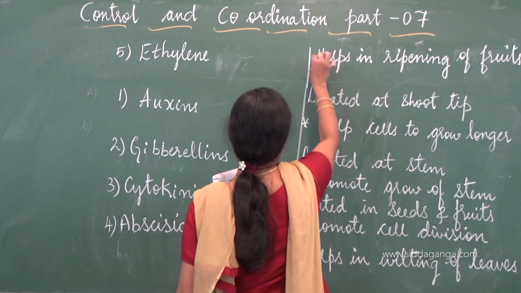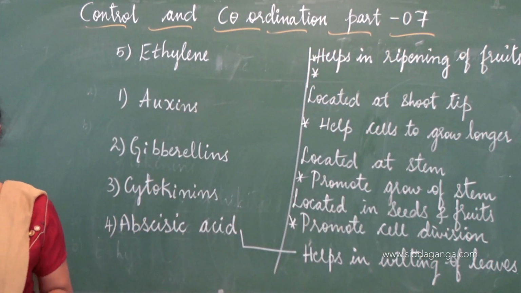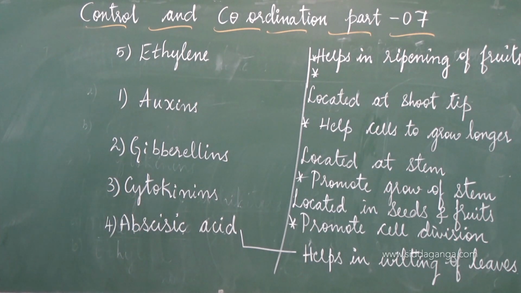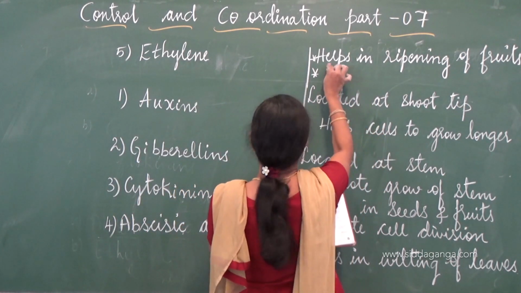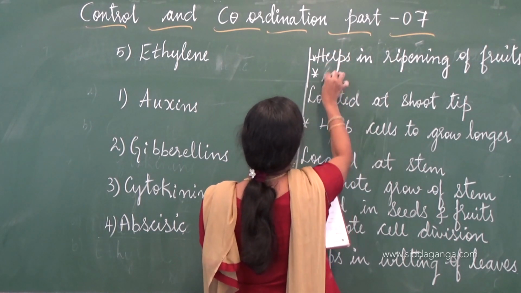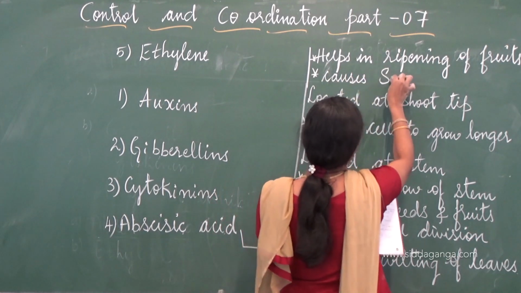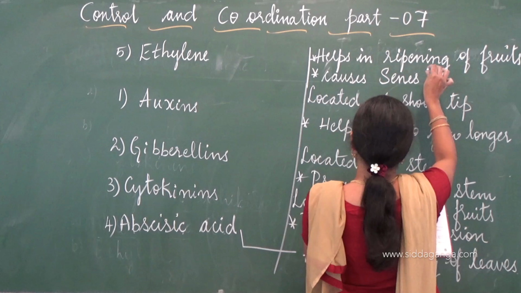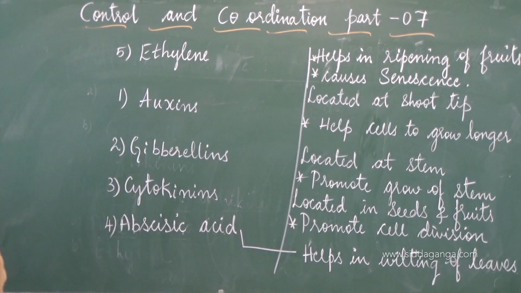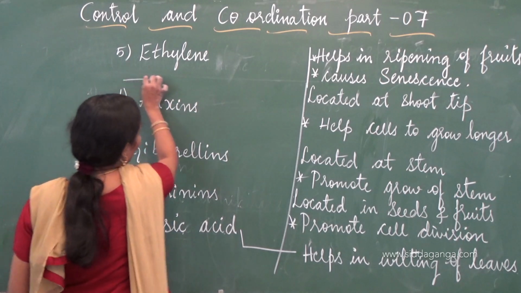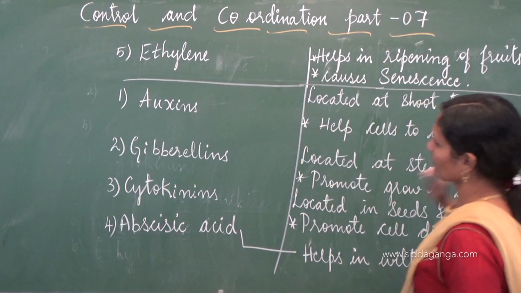Ripening of fruits, and also it causes senescence. Senescence is deterioration, deterioration of fruits or cells. It causes senescence, S-E-N-E-S-C-E-N-C-E. Senescence is deterioration, losing cells' power of division and growth. So these are the plant hormones and their location and their functions. With this, we'll move further.